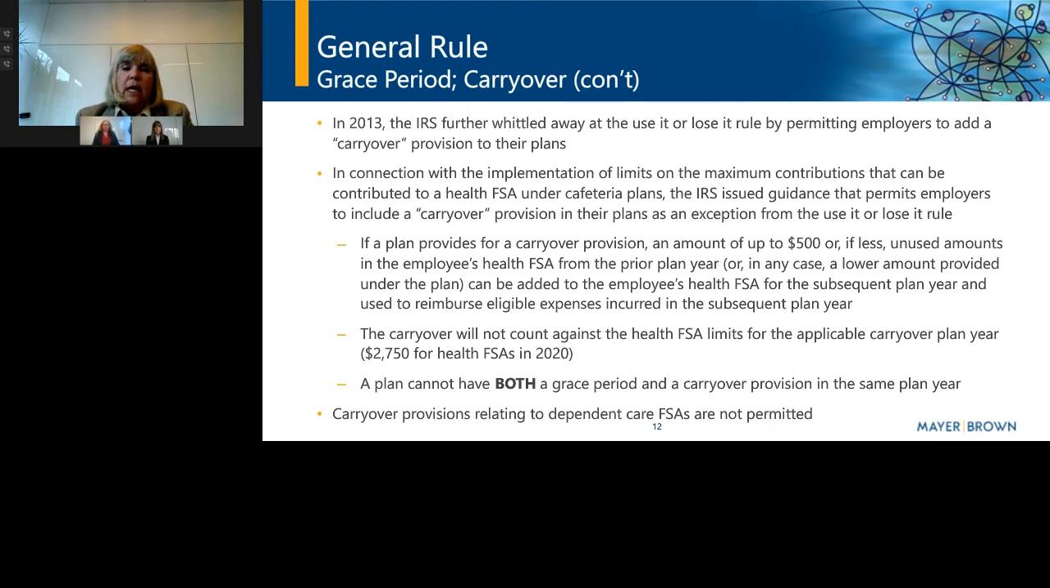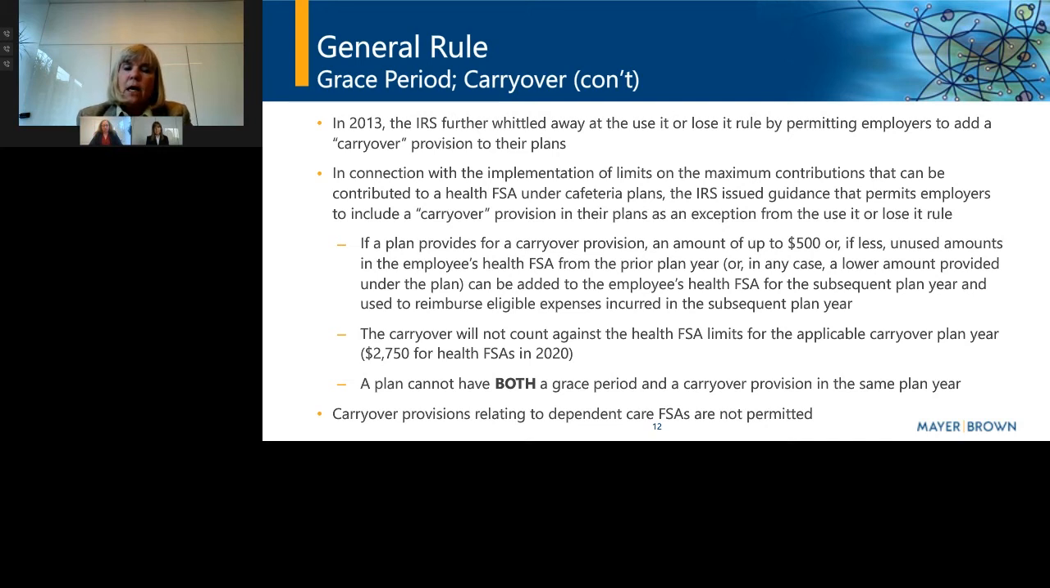In 2013, the IRS issued a change in law that limits the amount of contributions that can be made to a health FSA under a cafeteria plan. And in connection with that, the IRS further whittled away at the use it or lose it rule by permitting employers to add a carryover provision to their plans. In connection with the maximum contributions, the carryover allows up to $500 to be taken from one plan year and added to the limitations of the next year. And so it can be up to $500, or if the plan provides for less, can be used to pay claims in the next plan year. So it's definitely an extension of the exception to the use it or lose it rule.